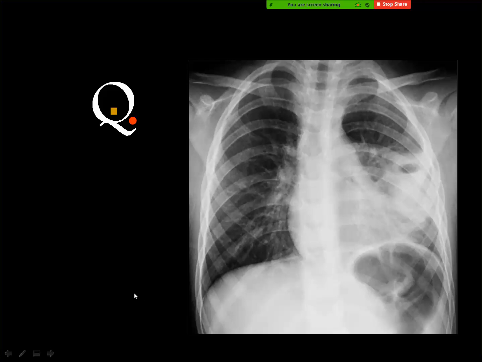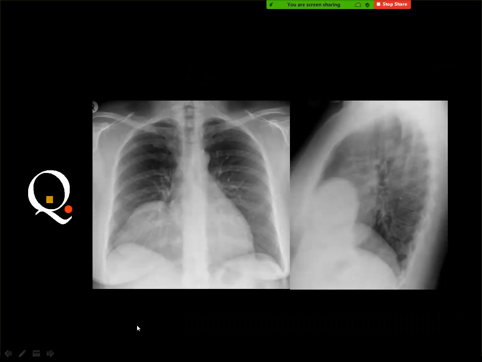Left lung abscess. So this is lung abscess, which is acute because of the surrounding pneumonia. If you see some consolidation around the abscess cavity, you say that this is an acute lung abscess.